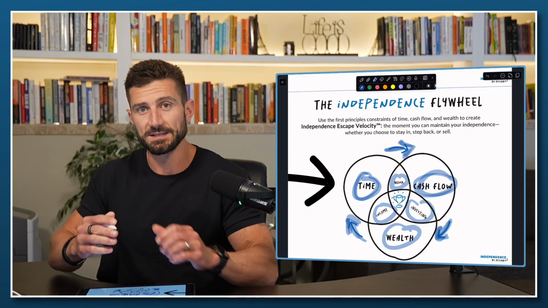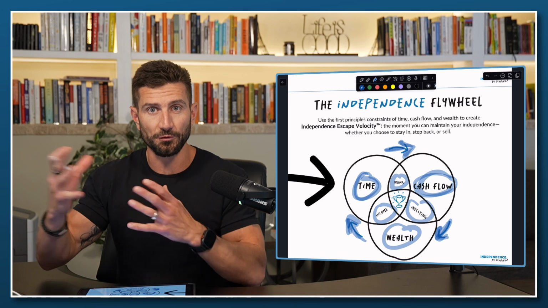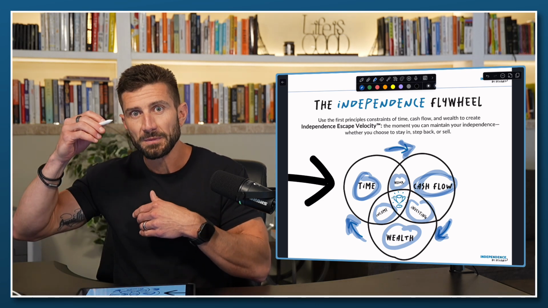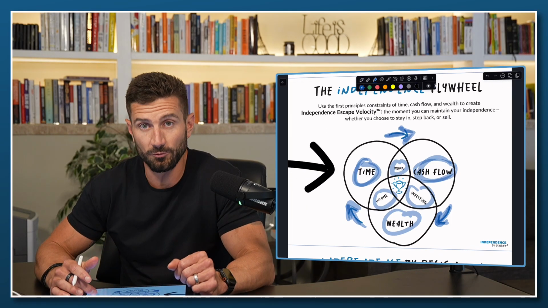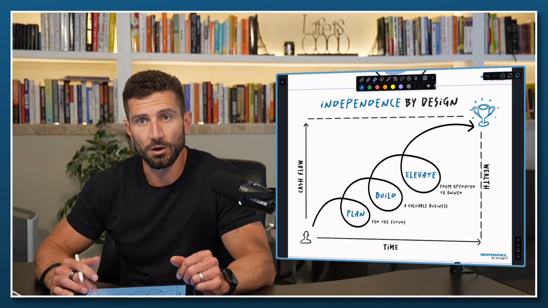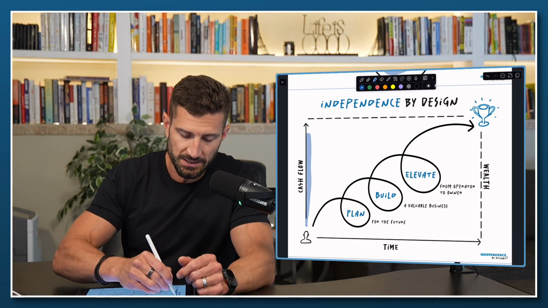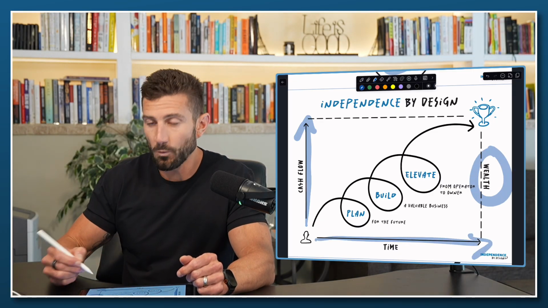And the whole point is that every decision that we're making should be an investment of time, cash flow, wealth. There's always trade-offs of these first principle constraints. And we want to make sure that we're having accelerated momentum towards independence and having the flexibility of doing whatever we want while we own the company or not. And that's all driven by the independence by design framework, which is the owner's playbook to decouple our cash flow from our time while generating wealth in an asset.